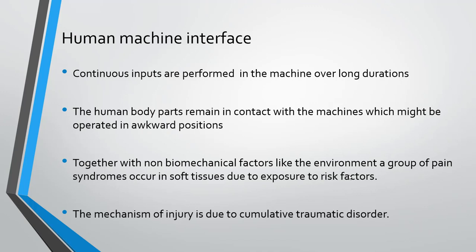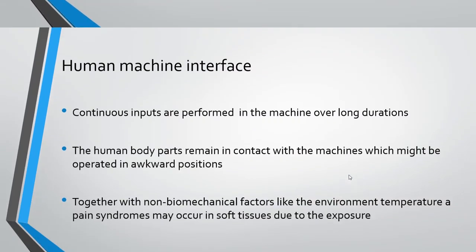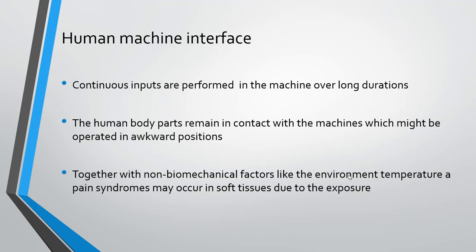All these factors result in work-related musculoskeletal disorders, and together they are a group of pain syndromes occurring in soft tissues due to exposure to risk factors. The mechanism of injury is direct cause of cumulative traumatic disorder, which we'll be going through in detail in the coming slides. The point to be remembered here is that human-computer interface may not be the cause of problem alone unless other individual risk factors come up. Awkward postures due to inadequate lighting, and sometimes even the temperature may fire up the pain.